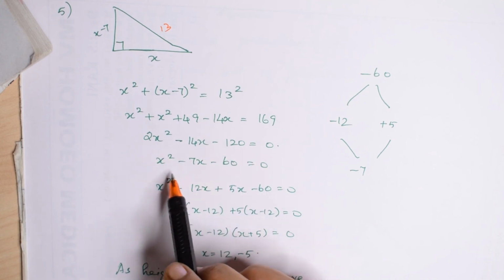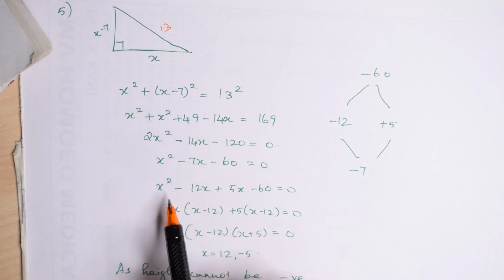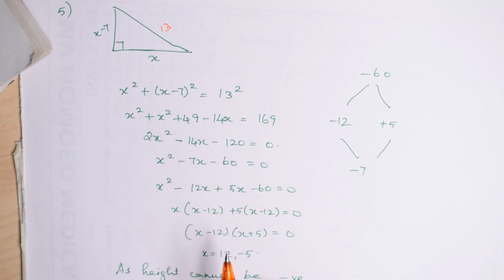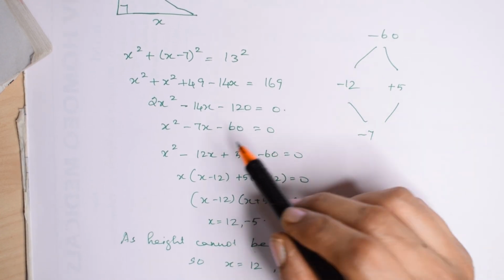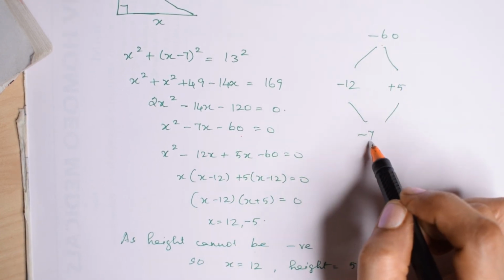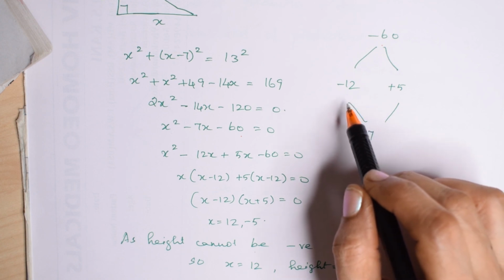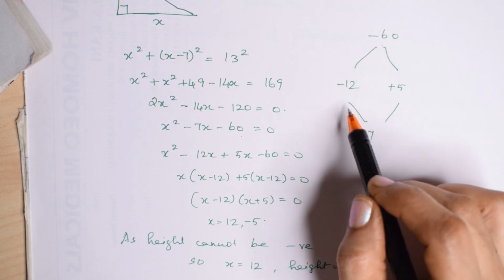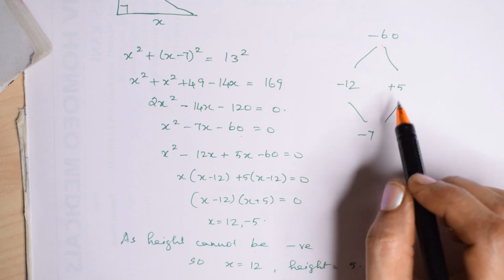Again simplifying it, dividing the whole equation by 2. It becomes x square minus 7x minus 60 is equal to 0. Then the product of the two numbers should be minus 60. The sum of the two numbers should be minus 7. So it is well understood that the product is negative, so one number is plus and one number is minus. The numbers are minus 12 and plus 5.